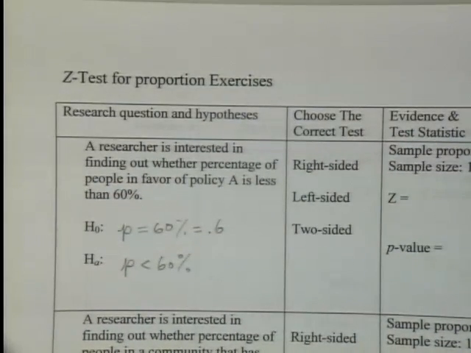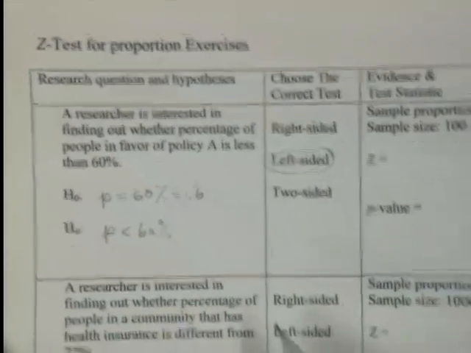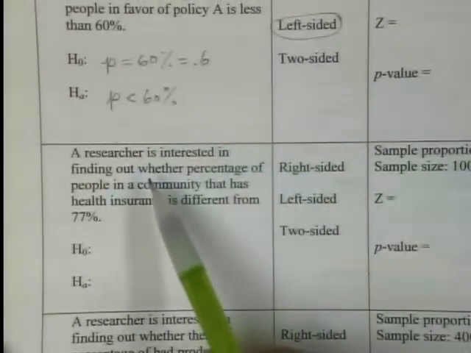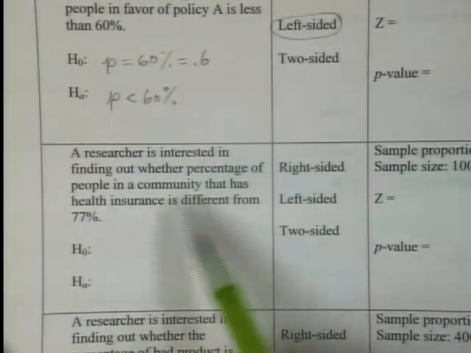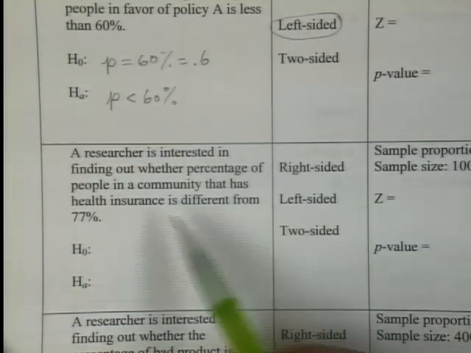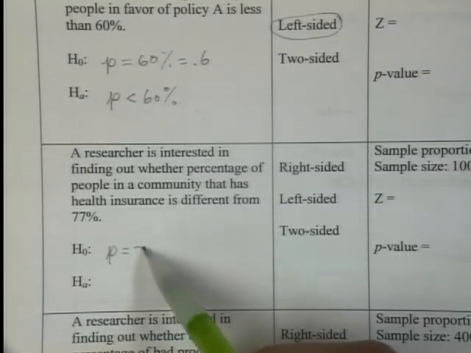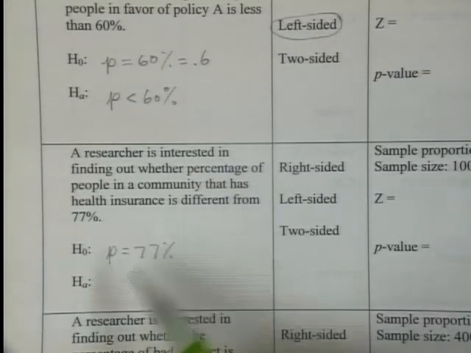Okay. What kind of test is going to be? Left-sided or right-sided? Left-sided, all right. Let's look at this one. The percentage of people in the community that has health insurance is different from 77%. So the null hypothesis is still 77%, right? The alternative will be not equal to, yeah.